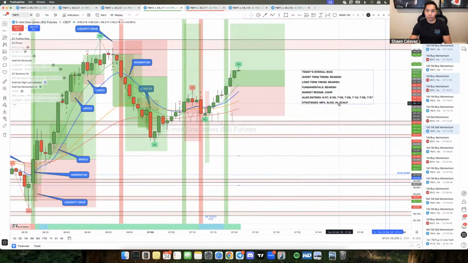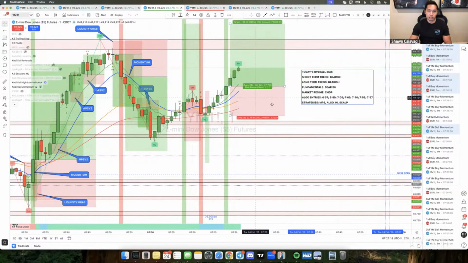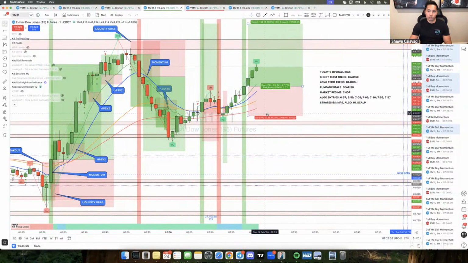I might have to just flip out one of these strategies, maybe the high-low scalp. So I would have one strategy per market condition, right? Algo entry and then MPS for continuation and then liquidity grabs for reversals or mean reversion, not really reversals, but mean reversion. This works out really well when you're applying it with the trend, right?